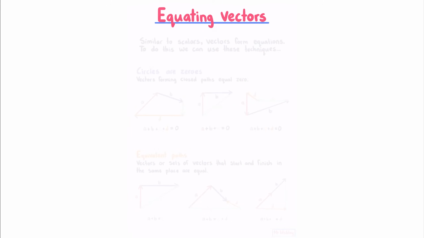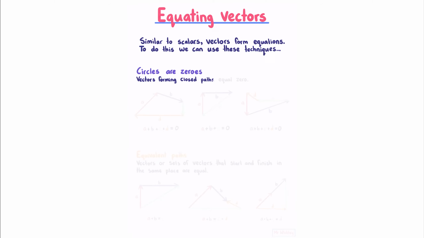Equating vectors. Similar to scalars, vectors form equations. To do this, we can use these techniques. Circles are zeros, meaning that vectors forming closed paths equal 0. For example, if we had the vector a plus b plus c plus d, these all form a closed path, meaning that the path returns on itself, and so the sum of these vectors is 0.